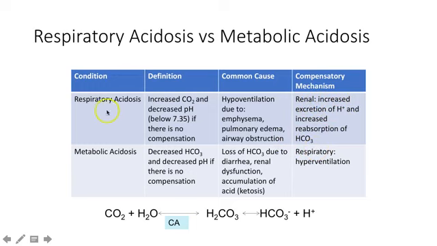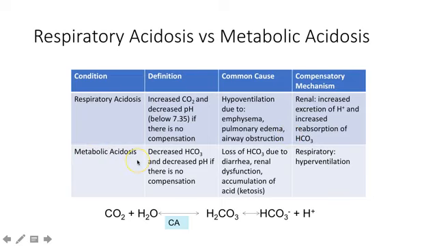Okay, so does that make sense? Respiratory acidosis is due to increased carbon dioxide levels, and therefore a decrease in pH, as we see in this equation. It's due to hypoventilation, not getting enough oxygen, essentially. And the body part that's going to try to compensate for that is the kidneys, by excreting those hydrogen ions and reabsorbing bicarbonate ions.